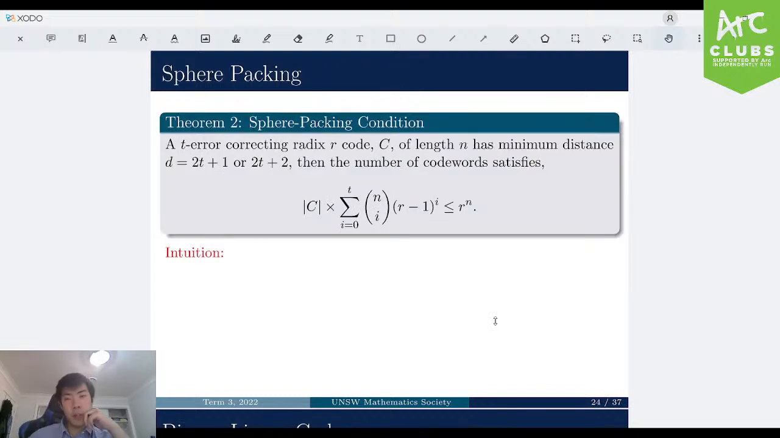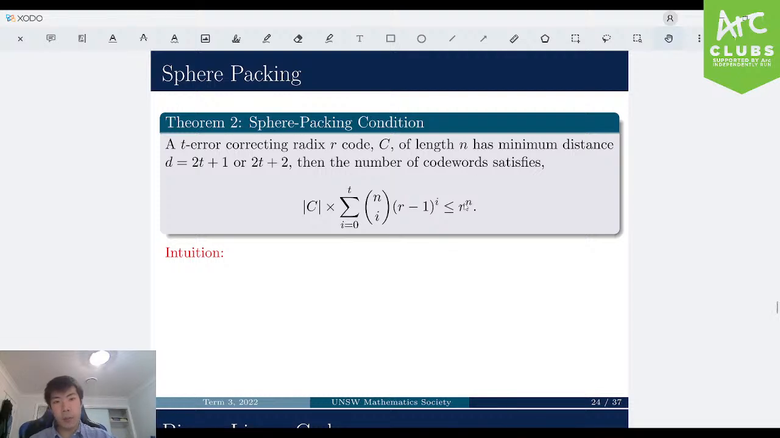We have another theorem here called sphere packing. A t error correcting radix r code C of length n has a minimum distance d, either odd or even, and then the number of code words must satisfy this inequality. If you read from left to right, it's saying the number of code words times that weird sum there must be less than or equal to r to the power of n.